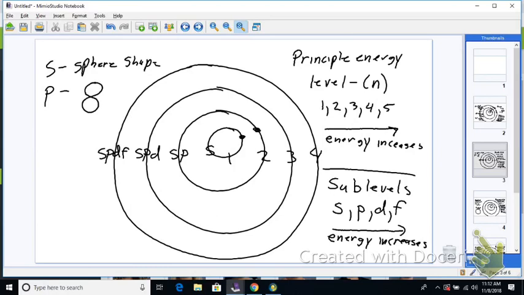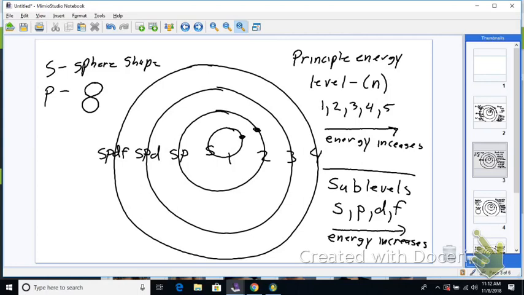Like that. And then the D shape, you can look in the book, I'm not going to draw those, they get a little bit more complicated. And you can kind of see why energy would increase to be in those different shapes. Okay? Questions you have up to this point in time?